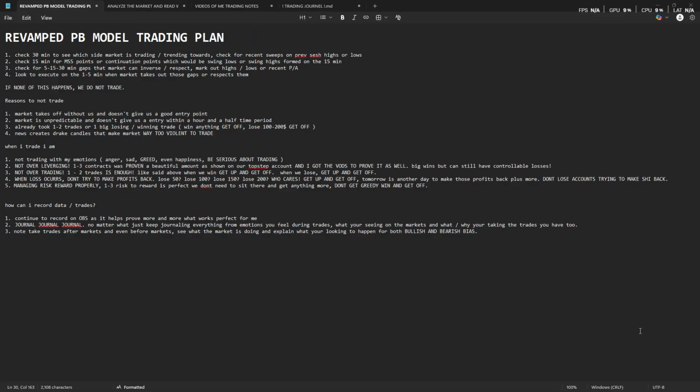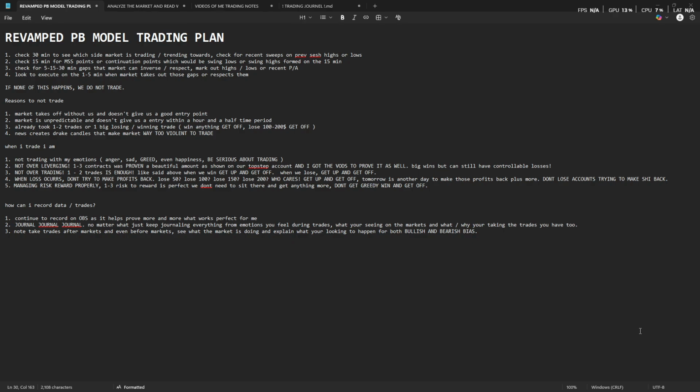So first off, I did trade the Patrick and Blake model, which is called the mech model, and that's how I first got that Top Step funded account that I've been talking about a lot. Maybe I can get the screenshot of it off my computer when I did get the funded account.